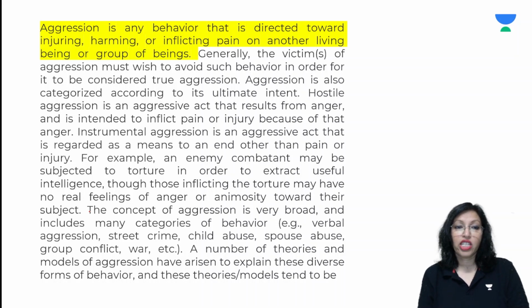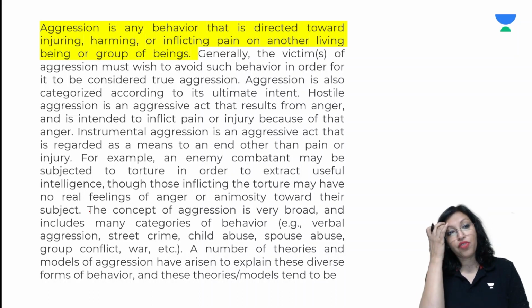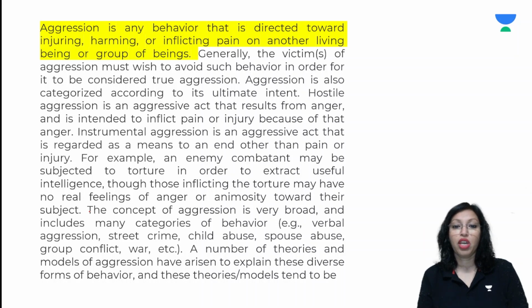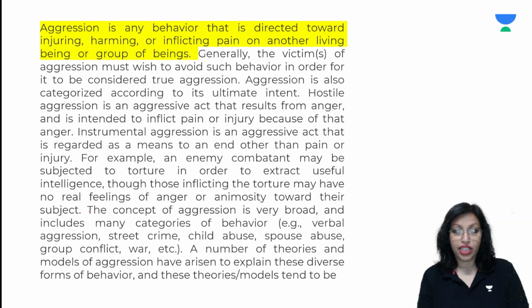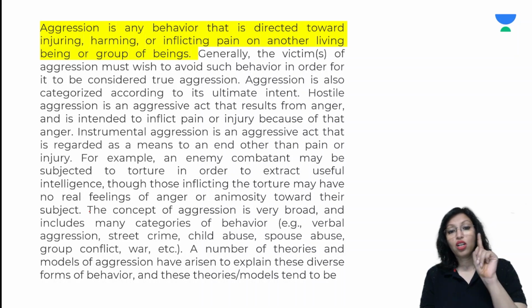So let's start. Aggression is any behavior that is directed towards injuring, harming or inflicting pain on another living being or group of beings. So aggression of course means anything that you try to give pain to other people or to other groups of people. Generally, the victims of aggression must wish to avoid such behavior in order for it to be considered true aggression. So if it is true aggression, the victim must wish to avoid it. Aggression is also categorized according to its ultimate intent. So what is the goal of aggression? Accordingly, you can also categorize different types of aggression.